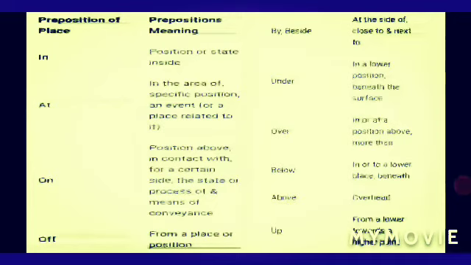Here is the list for the prepositions of place. In shows position or state inside, in the area of a specific position, an event. On, position above, in contact with, for a certain site. Of, from a place or position. By or beside, at the side of, close to and next to. Under, in a lower position, beneath the surface. Over, in or at a position above, more than. Below, in or to a lower place, beneath. Above, overhead. Up, from a lower towards a higher point.